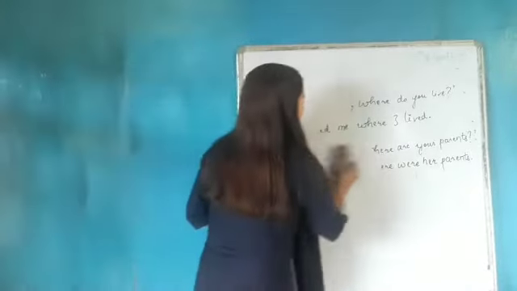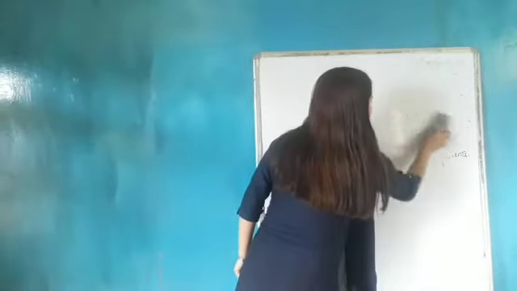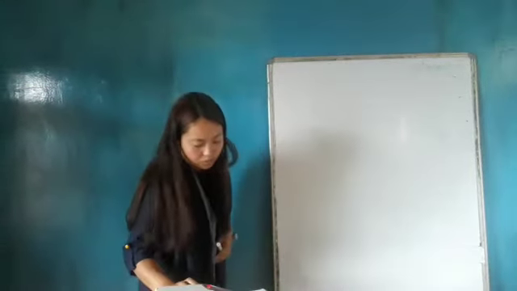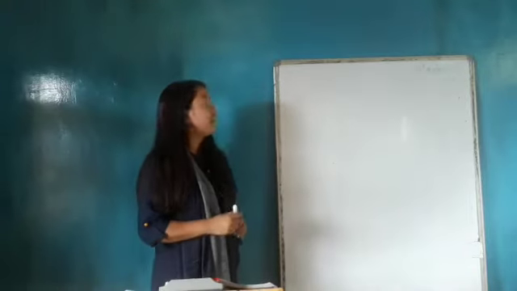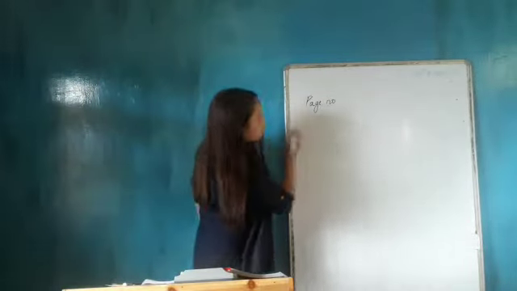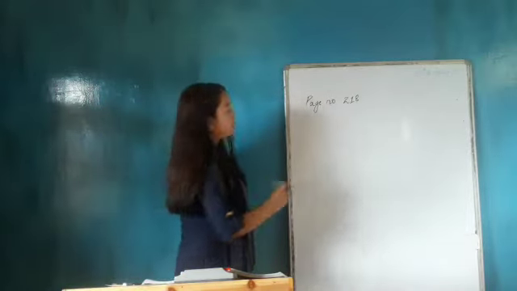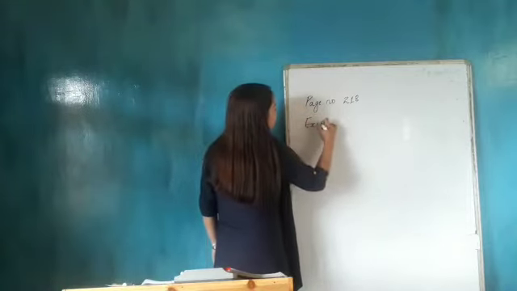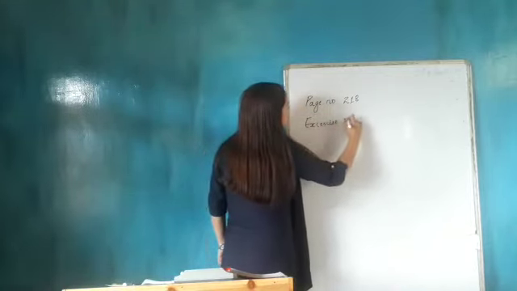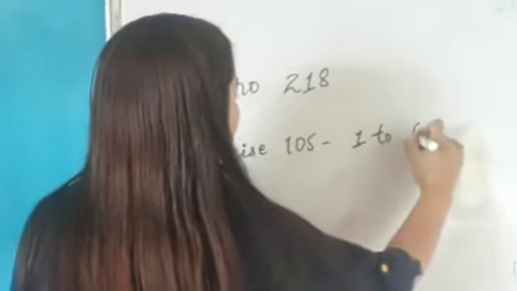Before that, since we have learned about two types of sentences and the ways to change them from direct to indirect speech, I want you all to do an assignment or homework. Please do the exercises from page number 218 of your English grammar. Exercise 105, and you will be doing 1, 2, 6.